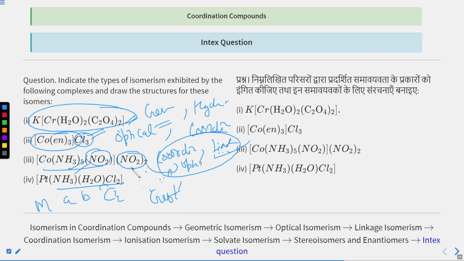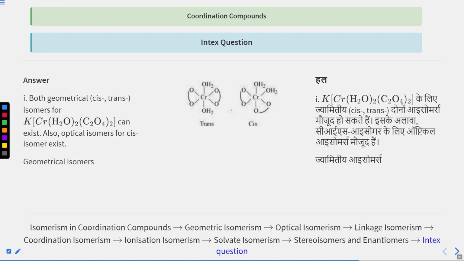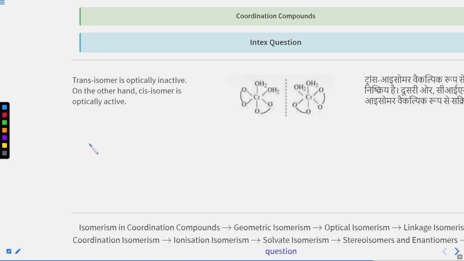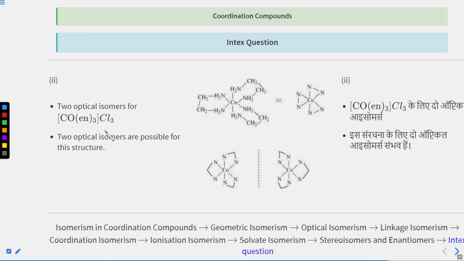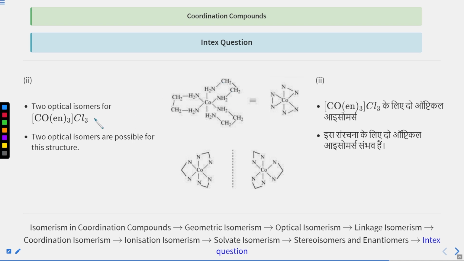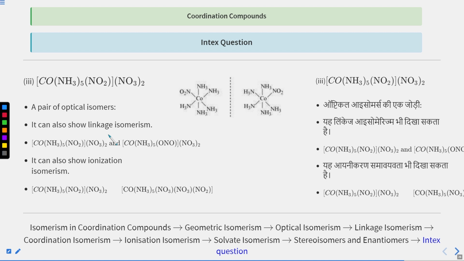The first criterion is fulfilled. Talking about geometrical, it can show geometrical. Plus, it can show hydrate because it has water. Clear? So let us see the solution right now. Geometrical is possible. Clear? Optical is also possible. For the first one, optical and geometrical. In this case, optical is possible. Again, optical is possible, right?